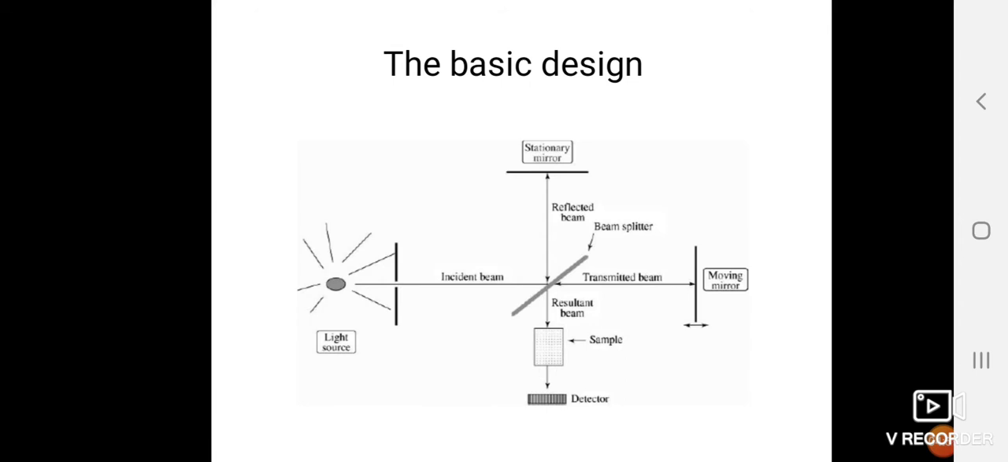There is a stationary mirror, and on the other hand there is the transmitted light. A beam splitter is there, which splits the light, and the light is reflected by the stationary mirror again onto the sample. The light transmitted through the beam splitter is allowed to beam back onto the splitter, and then again it moves through the sample, and then through the detector.